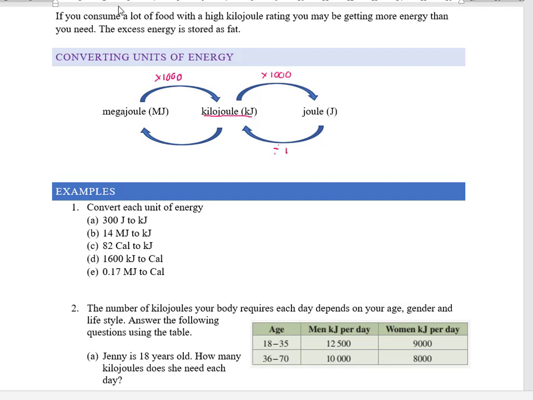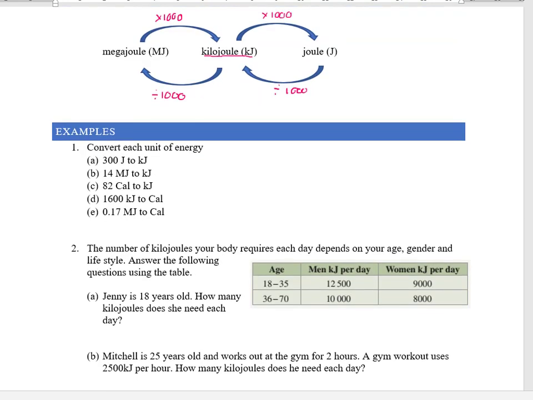And our conversions look like this, and it's very easy to use. So we just need to know that there is 1,000, and we need to know that there's megajoules, kilojoules, and joules. So here I have my first example, which is to simply use this conversion to make these changes. So I'm going to get you to pause the video now and have a go at doing that, and then come back and have a look at what the answers are.